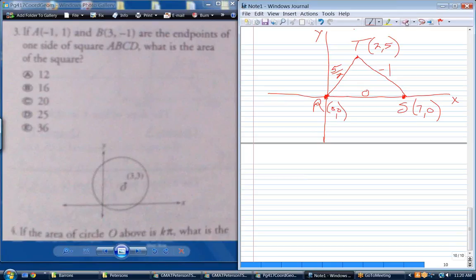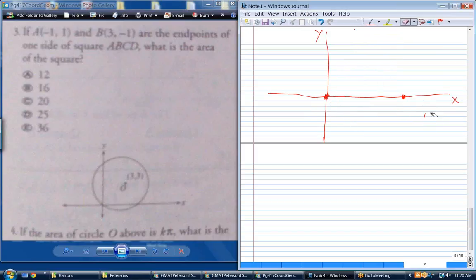Okay, so let's draw a different picture on this one. Let's see, we got a minus 1, 1, and b at 3 minus 1.